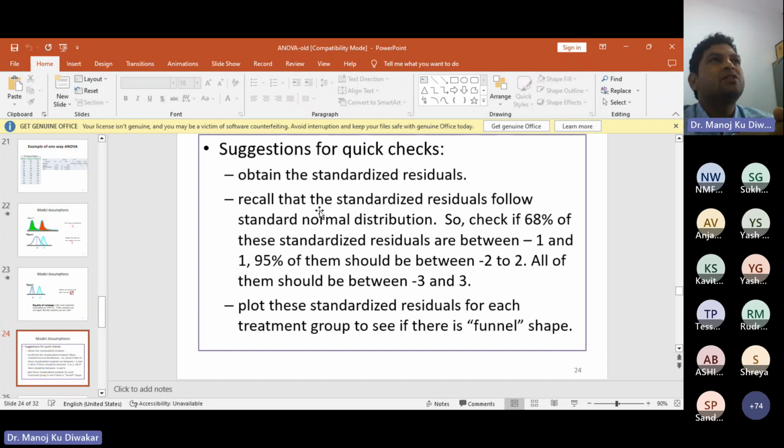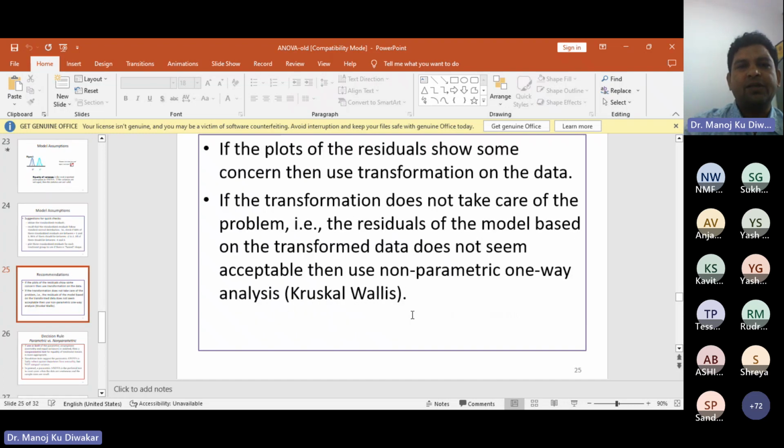Obtain these standardized residuals. Recall that standardized residuals follow a standard normal distribution. So check that 68% of the standardized residuals are between -1 and 1, 95% of them should be between -2 and 2, and all of them should be between -3 and 3. If it is like this, then you will say that the residuals are standardized. So plot these standardized residuals for each treatment group to see if there is a funnel shape.